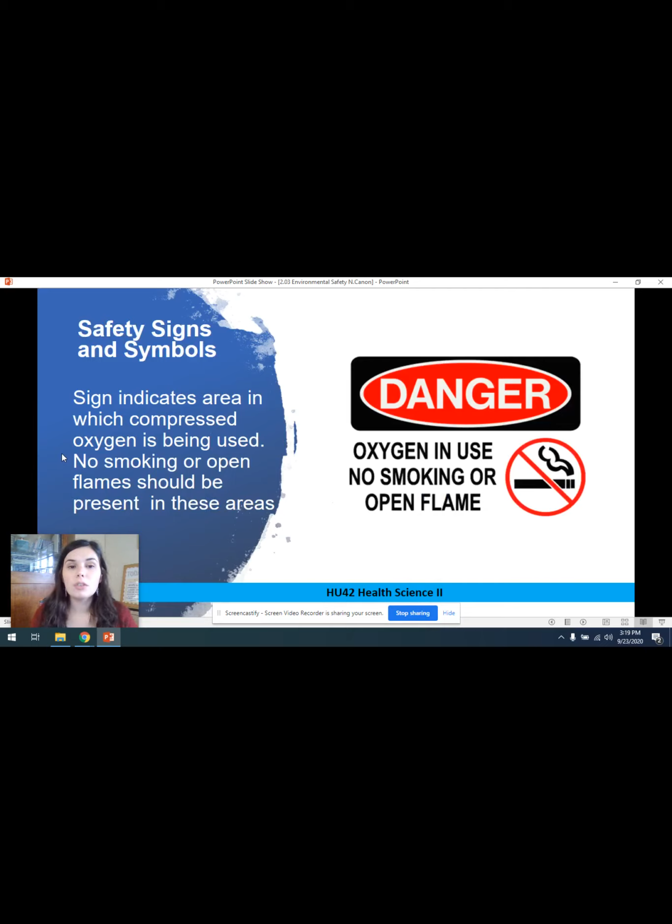The next sign also says danger, but this one has a picture of a cigarette with an X over it, because this one means that someone is using oxygen and that there should be no smoking or open flame nearby. This is common in hospital rooms because pretty much in every single hospital room behind the hospital beds in the wall is a port that leads directly to oxygen tanks. So if someone is being hooked up to oxygen or they have an oxygen tank, you definitely don't want to be lighting a cigarette in that room because those two things could mix and it would not end well. Oxygen mixed with an open flame will lead to an explosion.